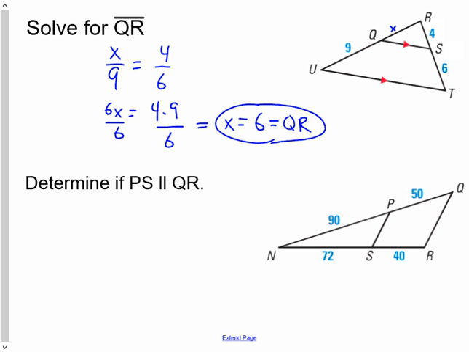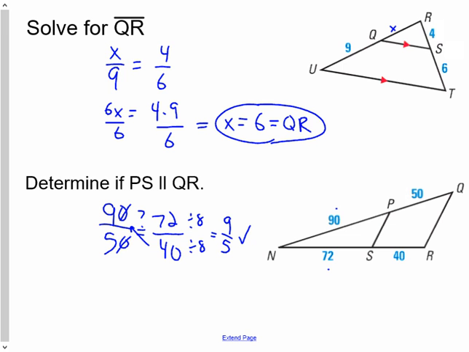Next, along the converse line, determine if they're parallel. Again, we're doing the same idea. We're saying 90 to 50, does that equal 72 to 40? We're not sure, we're checking. If that makes it equal, then we're good. So just cross multiply or simplify. This is 9/5, and then divide by 8, divide by 8, I get 9/5 over here as well. So they are equal, and so yes, those lines are parallel.